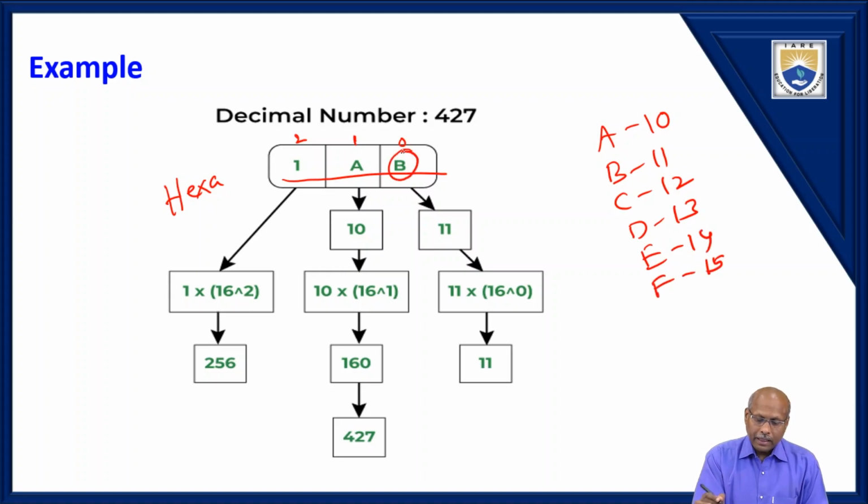Now B is how much? 11. So 11 into 16 to the power 0 because it is the 0th position. Plus this is A.